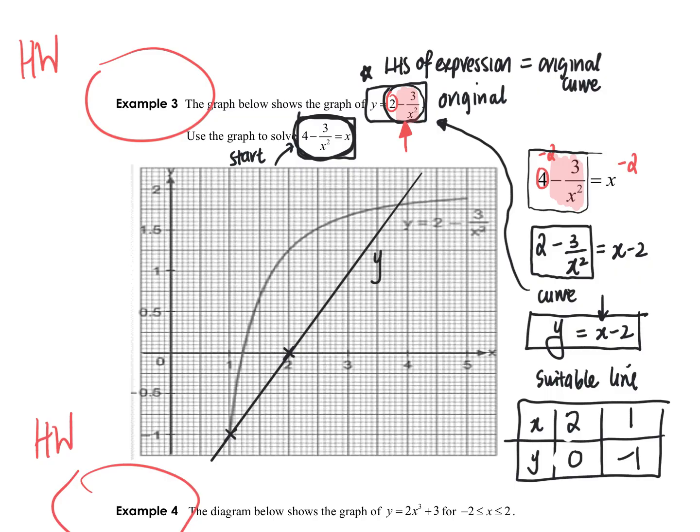Okay, so this is the line that you have drawn. And then where is the solution? It's right over here. So the solution is x equals 1. Okay, so your goal is to get the suitable line out. Oh, there's one more here. So you go and read this one.